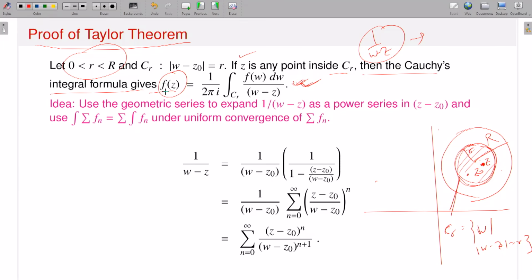So I will have the expression for f(z) in this way. I will write 1 by (w - z) as a geometric series. Then I want to interchange integration and summation. But for that I have to give some kind of argument for when I can do that.